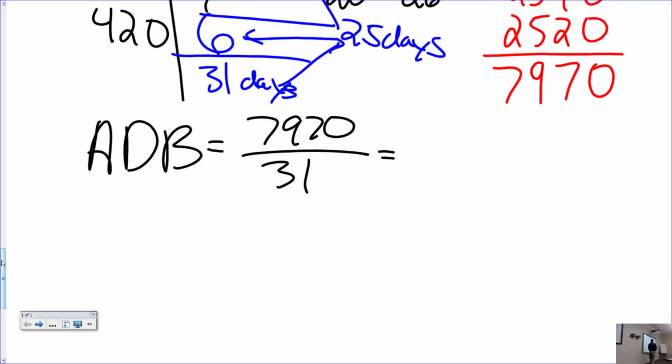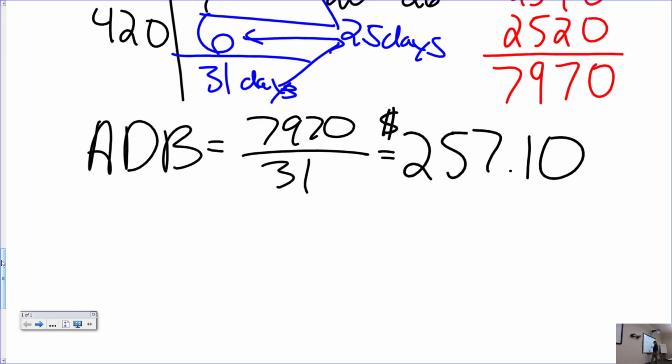So what's my ADB? 257.10. Round correctly. And now, given that that is your average daily balance, in theory, if I didn't pay this credit card statement in full, what would be my finance charge?